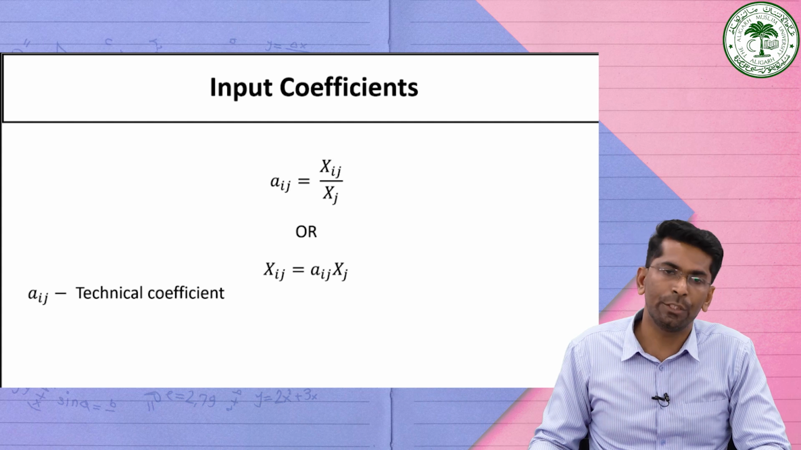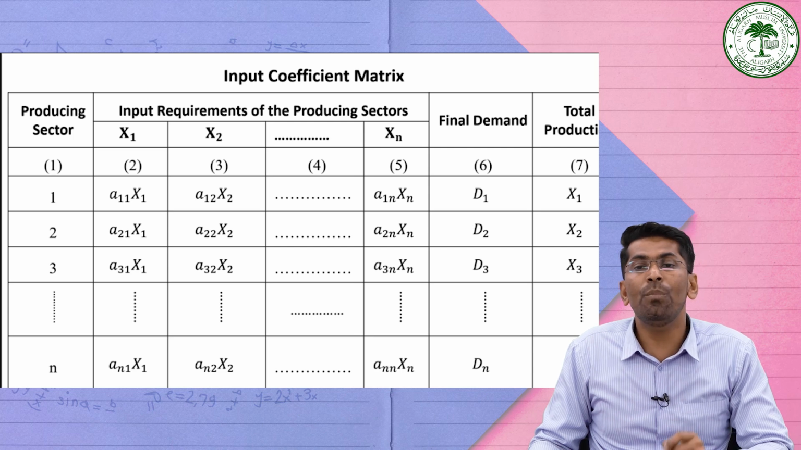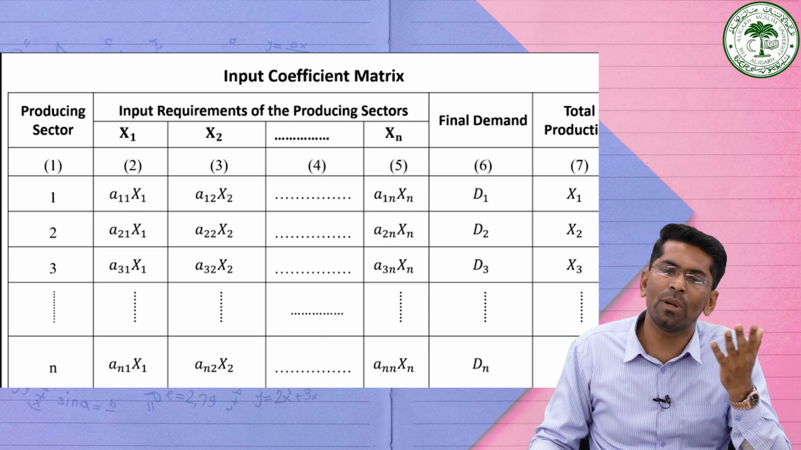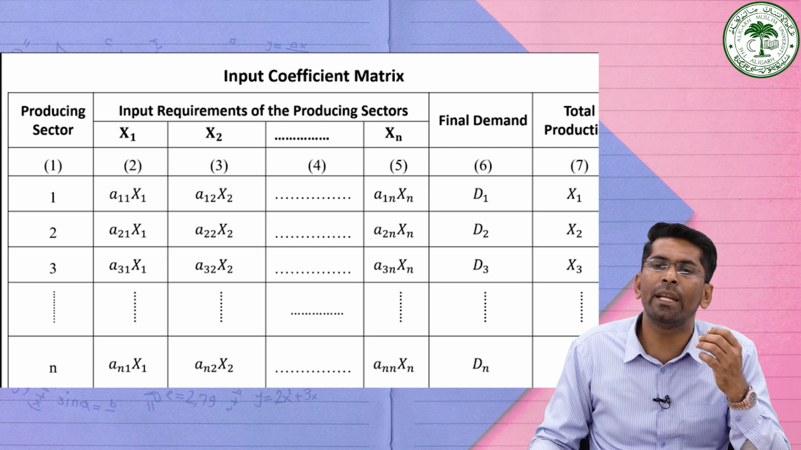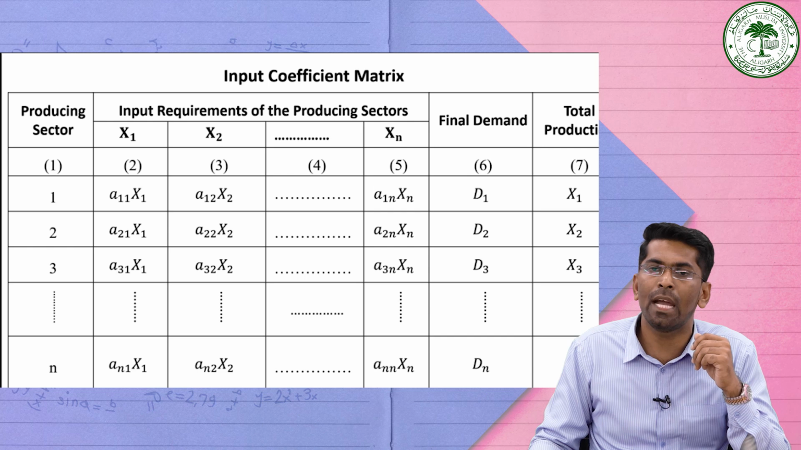Now we are discussing the input coefficient matrix, using the coefficients a11, a12 along with their concerned outputs. The interpretation of the input coefficient matrix does not differ much from the explanation of the previous table which we already discussed, that is, the input-output table.